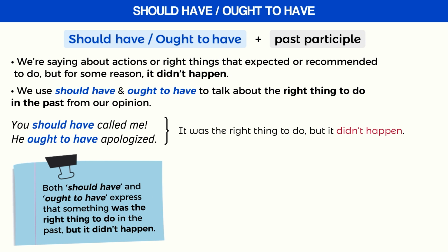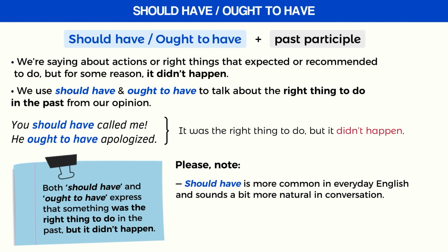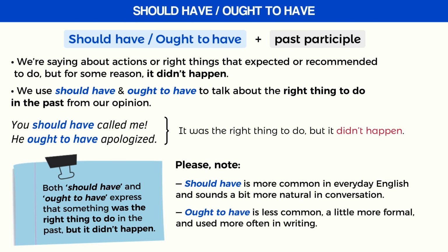So remember, we use should have or ought to have to express what should have been done in the past but wasn't. It often shows regret, criticism, or a missed opportunity. Note, there's almost no difference in meaning between the two. Should have is more common and sounds more natural in everyday conversation. Ought to have is less common, a bit more formal and used more often in writing.